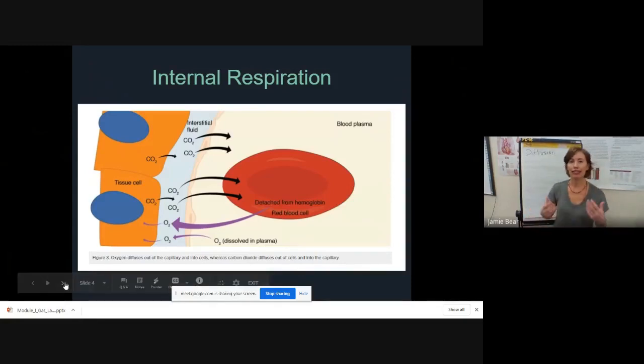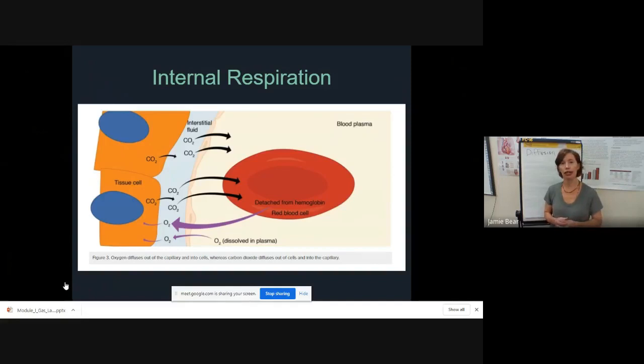When we talk about internal respiration, we're talking about the exchange between the tissue cells and the red blood cells. Oxygen travels from the alveoli on the red blood cells and moves into the tissue to supply them the oxygen they need to finish out all the processes they need. So we need that aerobic environment for the tissues to be able to perform what they need to perform.